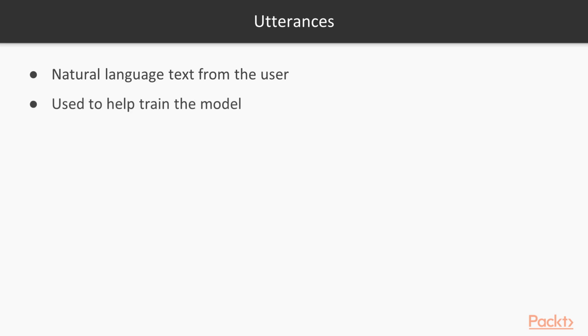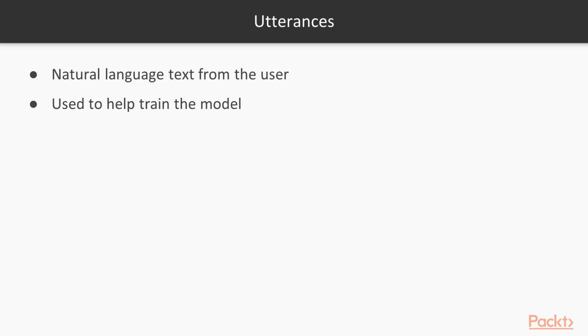Now, to tie all of this together, you need to add utterances to your intents. Now, utterances are the text that's received from the user. This is the text that LUIS processes and interprets. Now, in order to build and train our model, we need to define some basic sample utterances that connect our intents and our entities together.